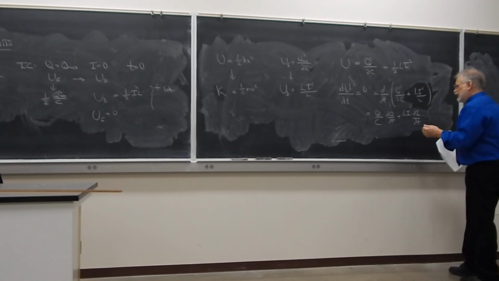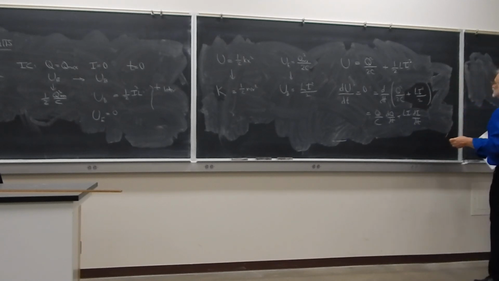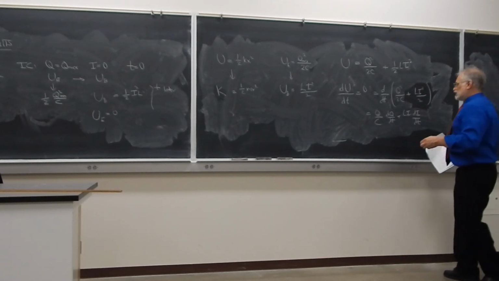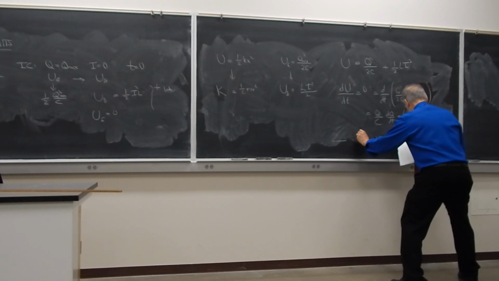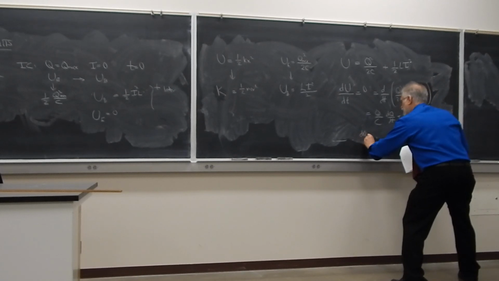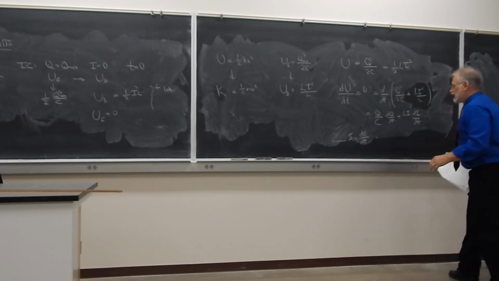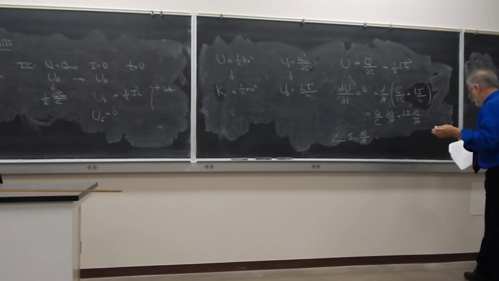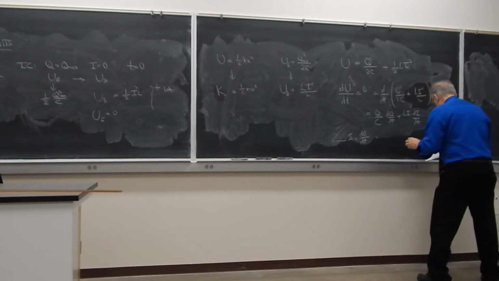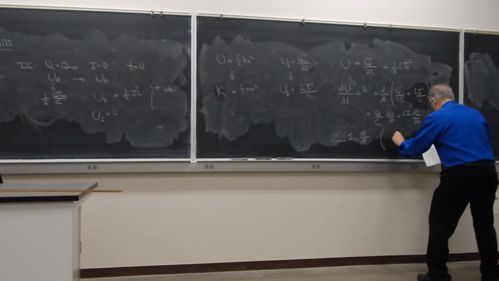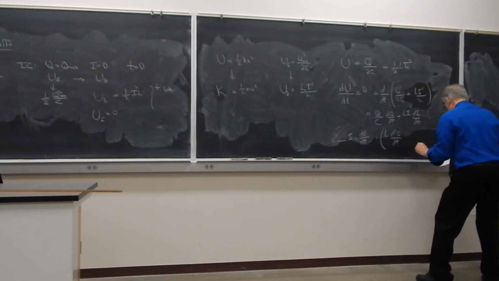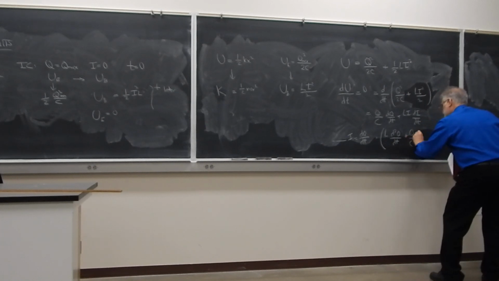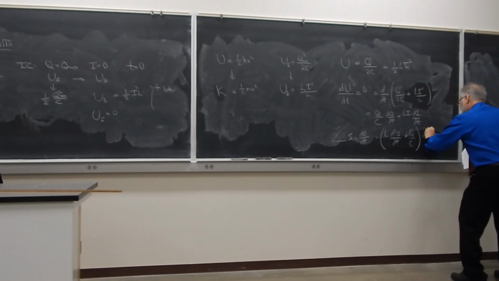I would like to have my terms all the same in a differential equation, and to do that, I have to say, well, I know that in this case, I can write I as dq/dt, and dI/dt as the second derivative of q with respect to t. So my equation becomes L times the second derivative of q with respect to t plus q over C is equal to 0.